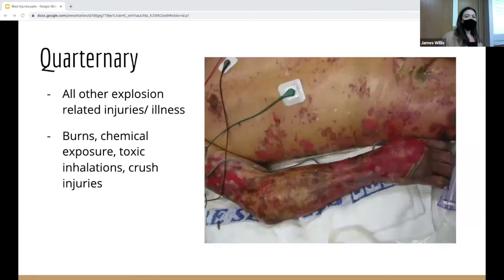Okay, next is quaternary injuries, and this is basically everything else under the sun that didn't fit under those first three categories. So this includes burns, chemical exposure, toxic inhalations, crush injuries, dust inhalation, and also exacerbations of any pre-existing conditions such as asthma or COPD. An example of this would be all the respiratory illnesses that happened after 9/11. Also, any complications in patients that are on anticoagulation or complications in pregnancy.